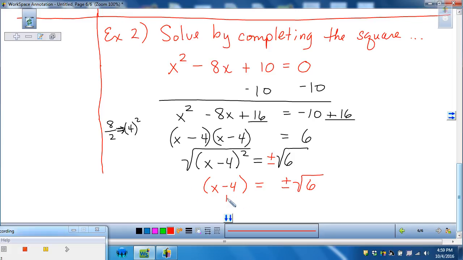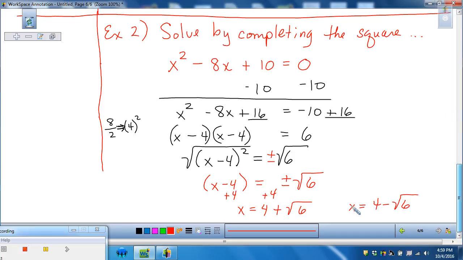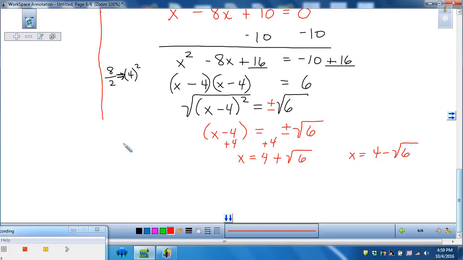So last step, we're going to add 4 to both sides. And my final answer is x equals 4 plus the square root of 6, and x equals 4 minus the square root of 6. Those are my exact answers. You could come up with approximations if you wanted to.